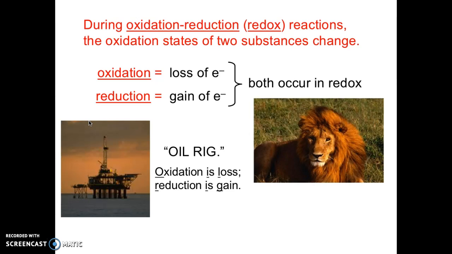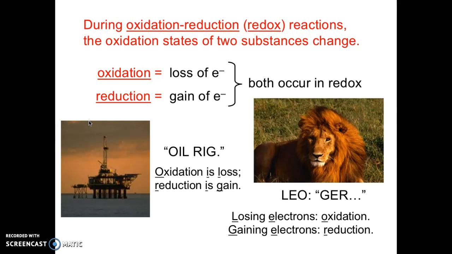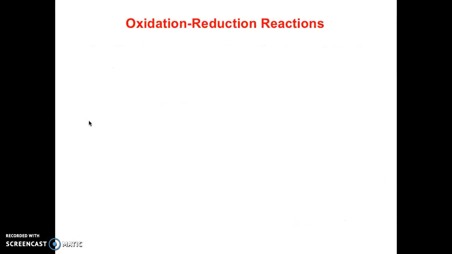Other people like the LEO says GER, right? LEO the lion says GER. In that case, it would be losing electrons is oxidation, gaining electrons is reduction. So either OIL RIG or LEO GER, either one is a great mnemonic device for remembering which one is oxidation and which one is reduction.